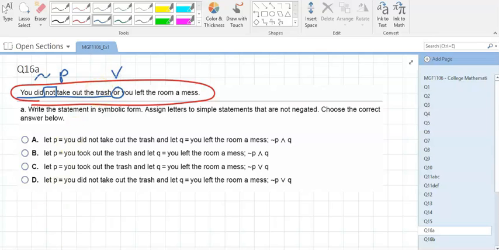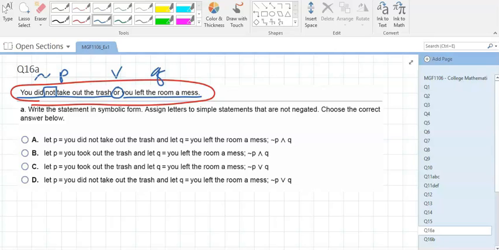Like a V. And then it says, you left the room a mess. Q. Good. So there's what it looks like in symbols. So you can kind of come down here and narrow down your answer. So right now it's between C and D. Now you just got to make sure that you read it correctly.